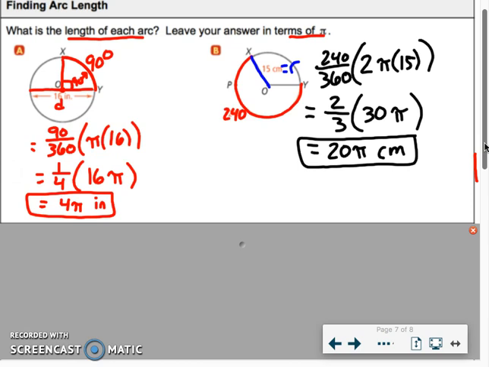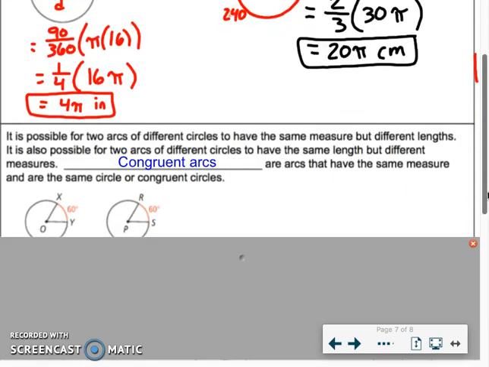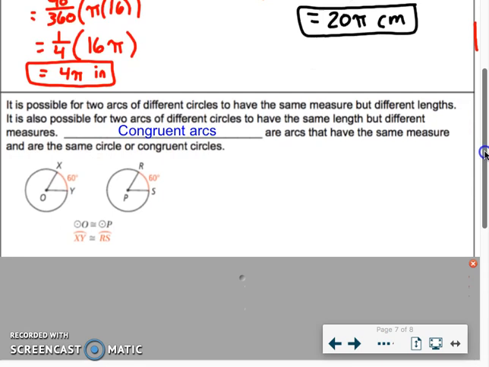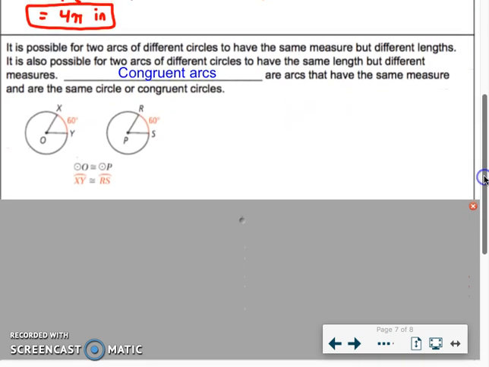All right, so we have that. That's going to be your examples of your arc length. All right, a couple other things we just have to talk about. It is possible for two arcs of different circles to have the same measure but different lengths. It's also possible for two arcs of different circles to have the same length but different measures. So what that means is just having the same amount of degrees does not mean they have the same length.